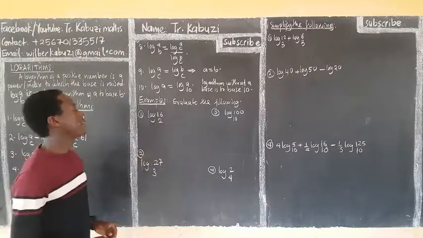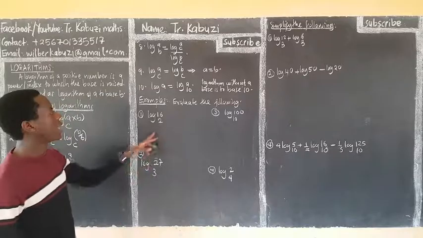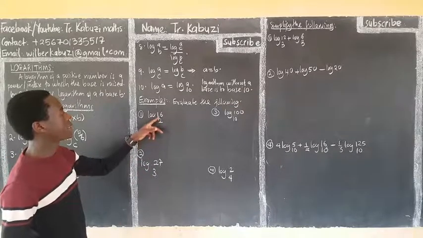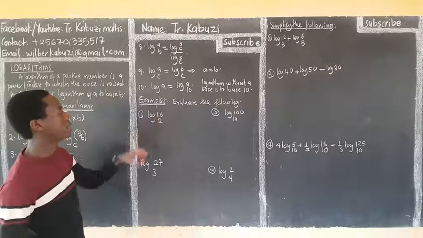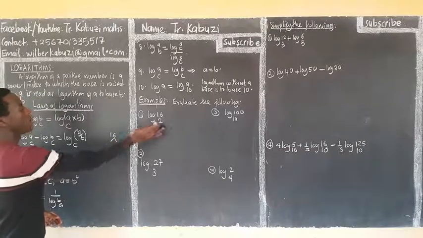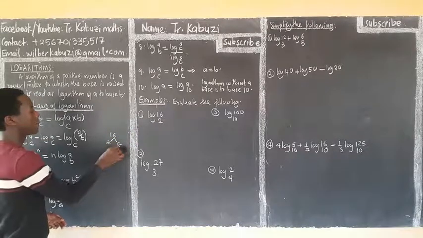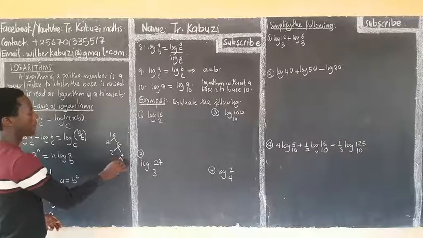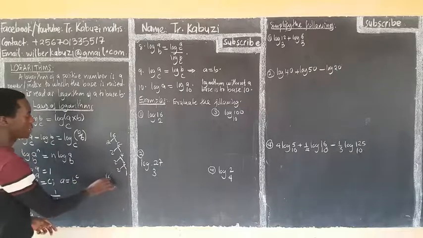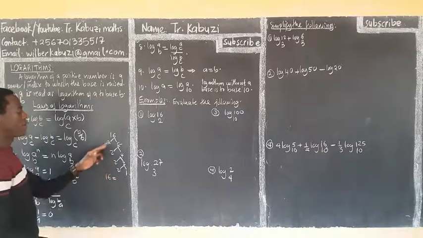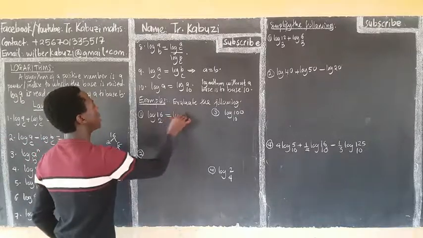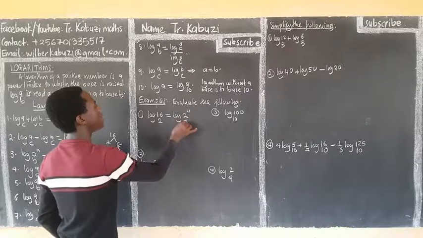Okay, now evaluate the following. These are very easy. You see you have base 2, you have here 16. You ask yourself, can I express 16 in terms of base 2? You go and prime factorize. So you have 16, divide by 2, 8, by 2, 4, by 2, 2, then by 2, 1. Instead of 16 it will be 2 power 4. So we start with log of 2 power 4 base 2.